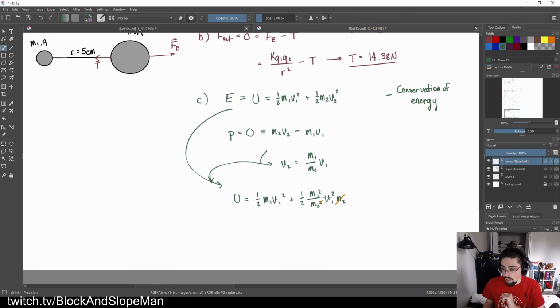Now that I've got this, v1 squared is in both terms. There's a 1/2 in both terms. I'm going to rearrange a few things here. Let's pull out the v1. So 2u over m1 plus m1 squared over m2 is equal to v1 squared. Better yet, let's throw a square root over this whole thing. When we do that, we should find at the very end that v1 should be 21.9 meters per second.